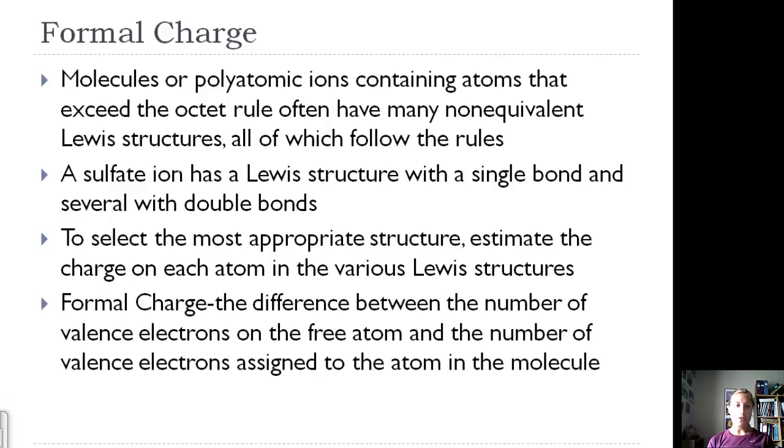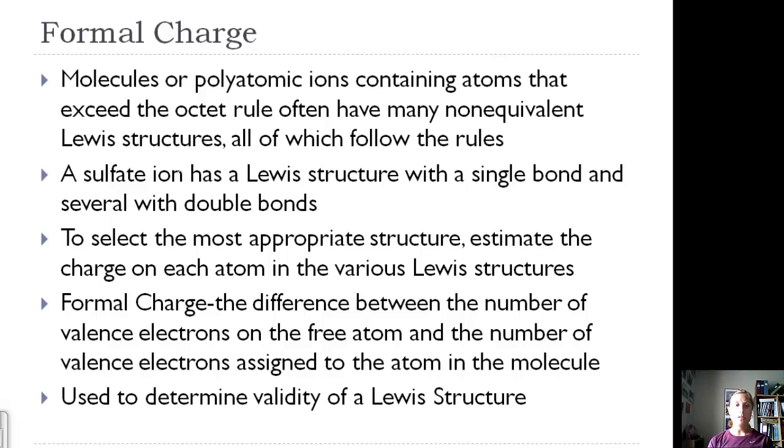So this is where formal charge comes in. It's the difference between the number of valence electrons on the free atom, so the atom by itself, and the number of valence electrons assigned to the atom when it's bonded in a molecule. This will be based on the different Lewis structures that we'll draw, and so this is used to determine the validity of the Lewis structure. So we'll go through some examples and work through this.